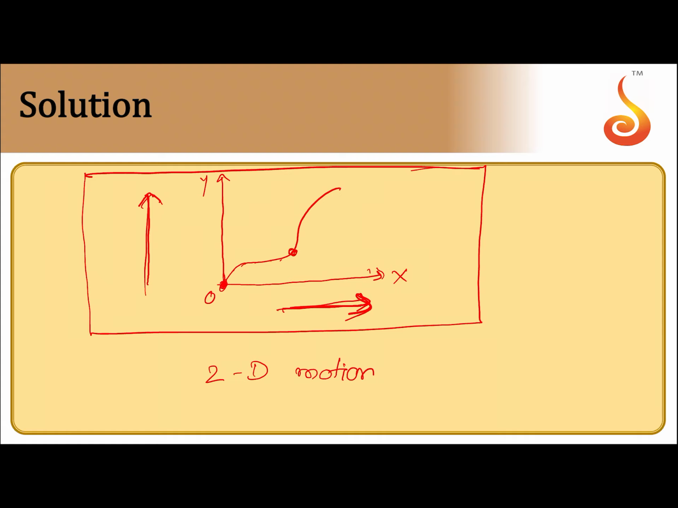For example, if I consider a position here, this corresponds to say x1 and this corresponds to y1. Maybe if I consider another position Q, this corresponds to x2 and the corresponding position here is y2. Such a motion is known as two-dimensional motion.